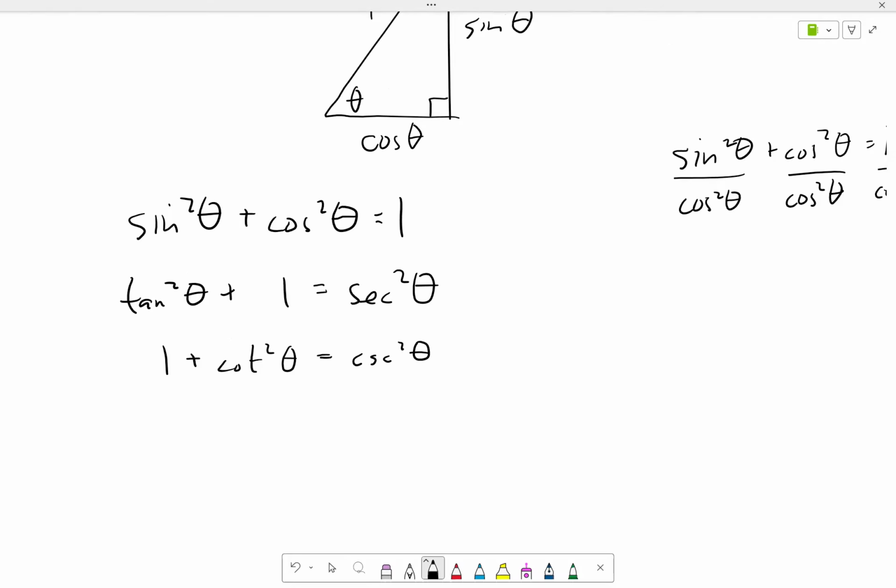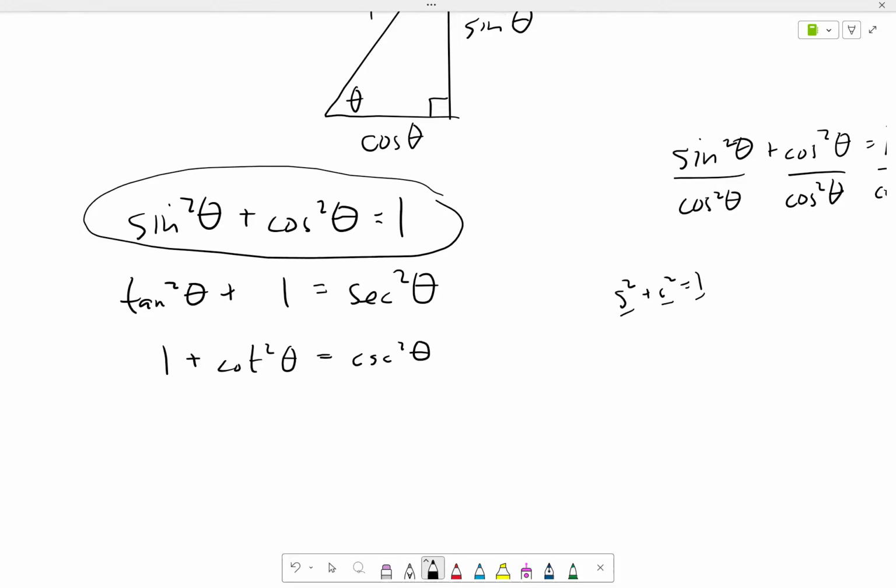For the first many years of using this, I only memorized one. I just memorized this one. And any other time I had to use the others, I would just do something like this and then divide everything by whatever I need to divide by to get the other ones. I just don't have a lot of storage space up here. So I had to be mindful of what's going on.